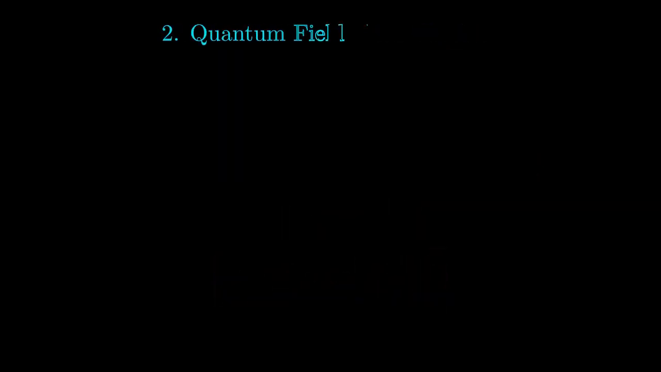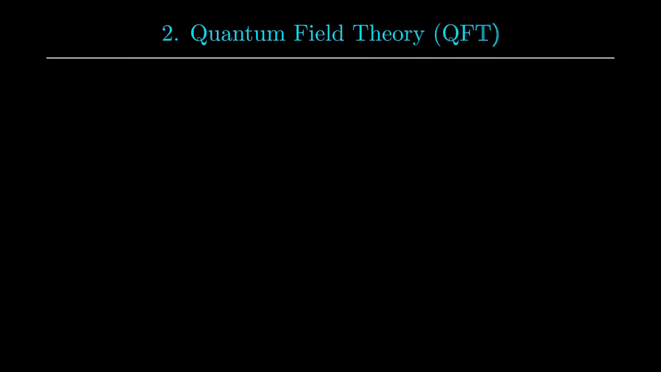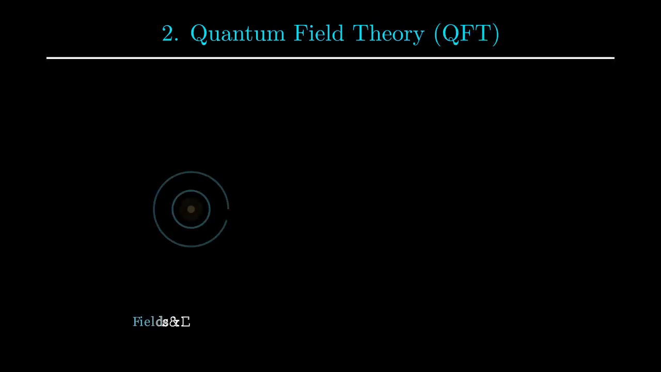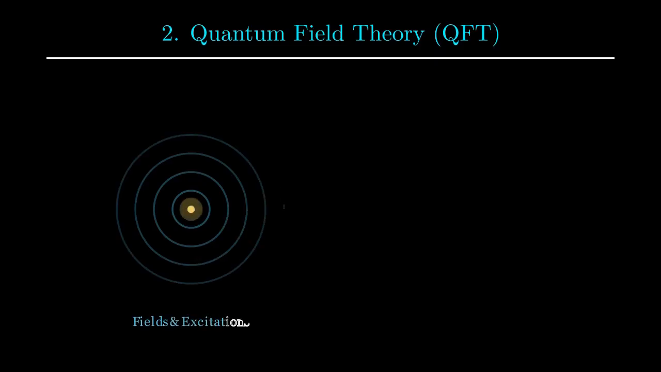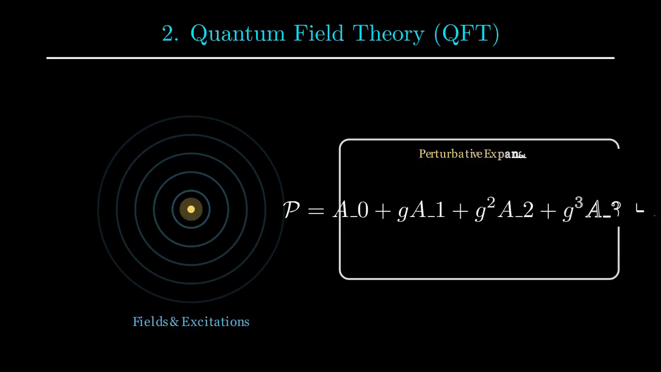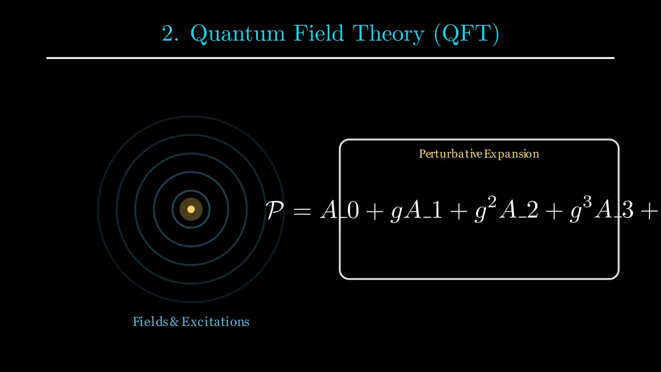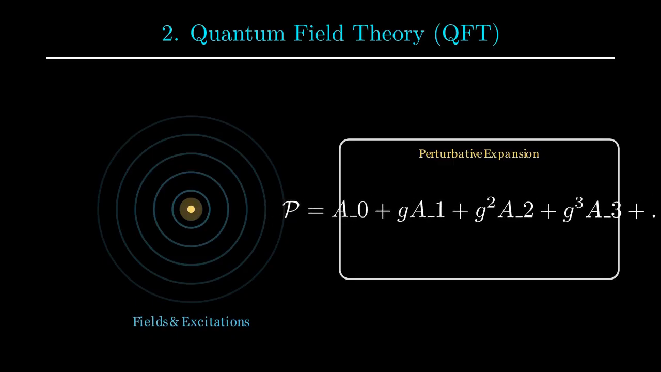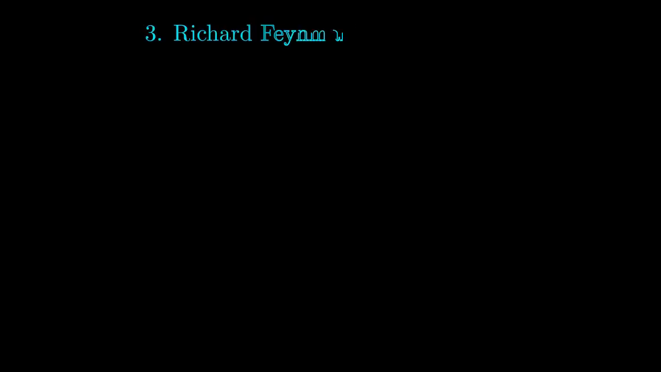The problem stemmed from quantum field theory, or QFT, which describes particles as excitations of underlying quantum fields. To predict the outcome of an interaction, physicists needed to calculate probability amplitudes, often involving perturbative expansions. Each term in these expansions corresponded to a different way particles could interact, leading to a dizzying array of integrals that were almost impossible to manage.